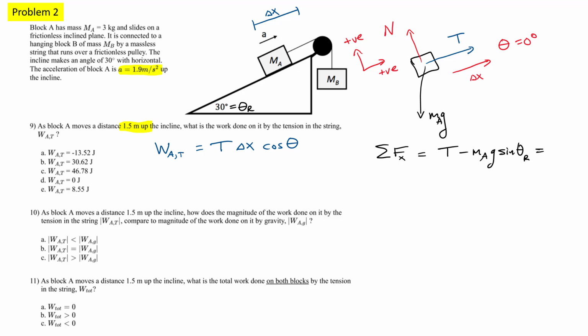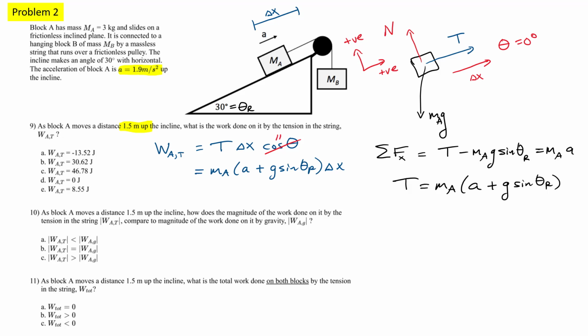And now I have to set that equal to the mass of that block multiplied by the acceleration. What this allows me to do is solve for what the tension is, because you simply bring this term to the other side and you can factor out the mass MA, and you're left with the acceleration plus g sine of theta of that ramp. All right, the last step now is you simply substitute that tension into my work equation. So this is MA, the acceleration of the blocks, plus g sine of theta of the ramp, multiplied by that displacement. I don't need this last term anymore. This is simply equal to 1.